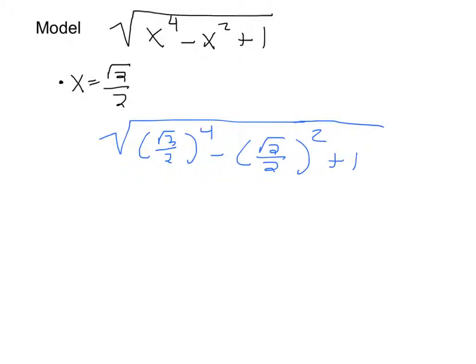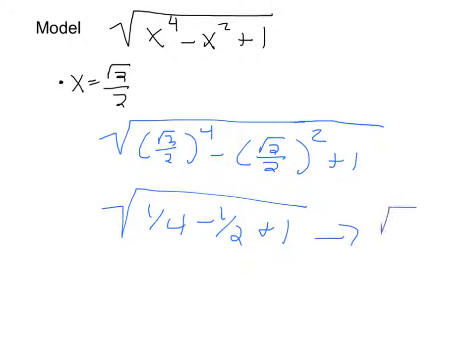You guys can do the math. It'll come down to root 1/4 minus 1/2 plus 1, and that'll simplify out to root 3 over 2. So that's your answer. The distance from the origin to x equals root 2 over 2 with this equation is going to give you root 3 over 2.